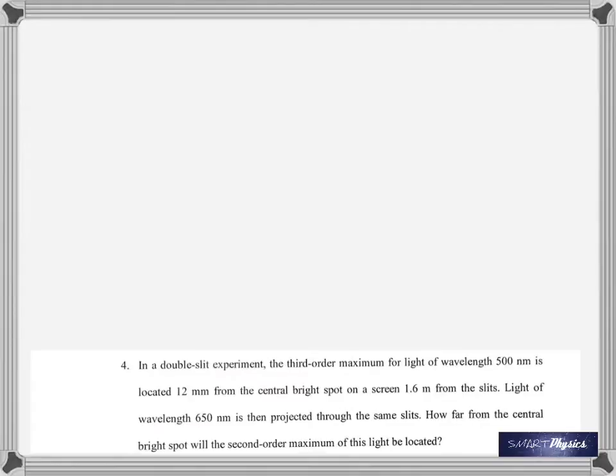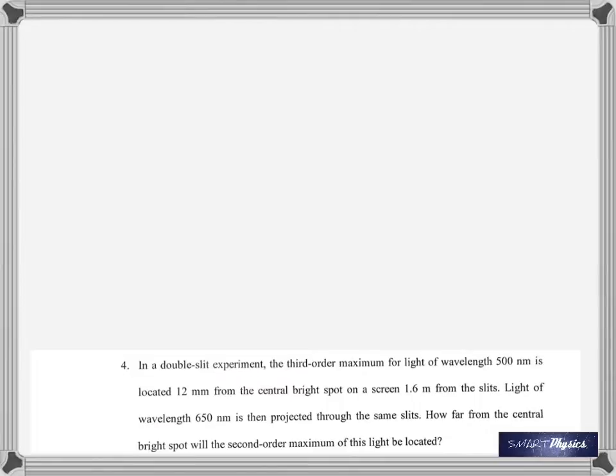In this question, it's a double slit experiment again. The third order maximum for light of wavelength 500 nanometer is located 12 millimeters from the central bright spot on a screen 1.6 meter from the slits. So you have the wavelength, you have x, and you also have L. Light of wavelength 650 nanometers, so that's the second wavelength, is then projected through the same slits. How far from the central bright spot will the second order maximum of this light be located?